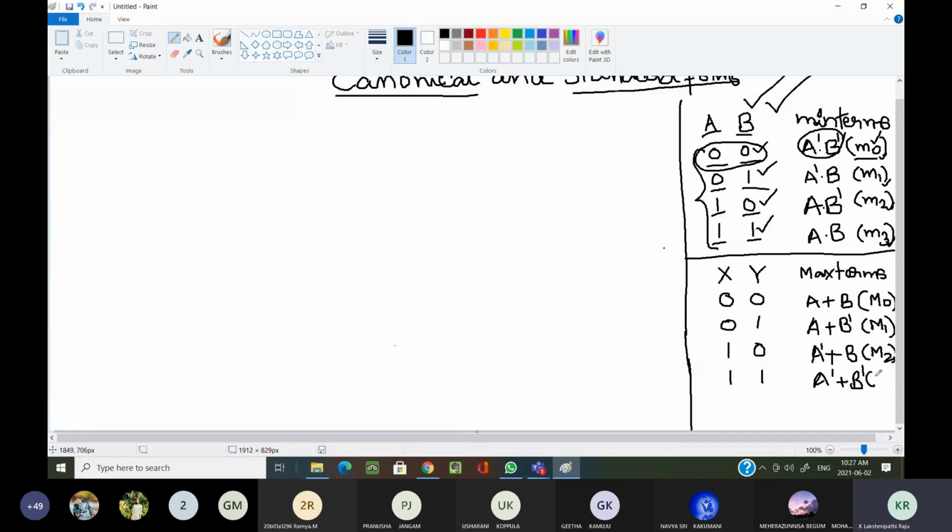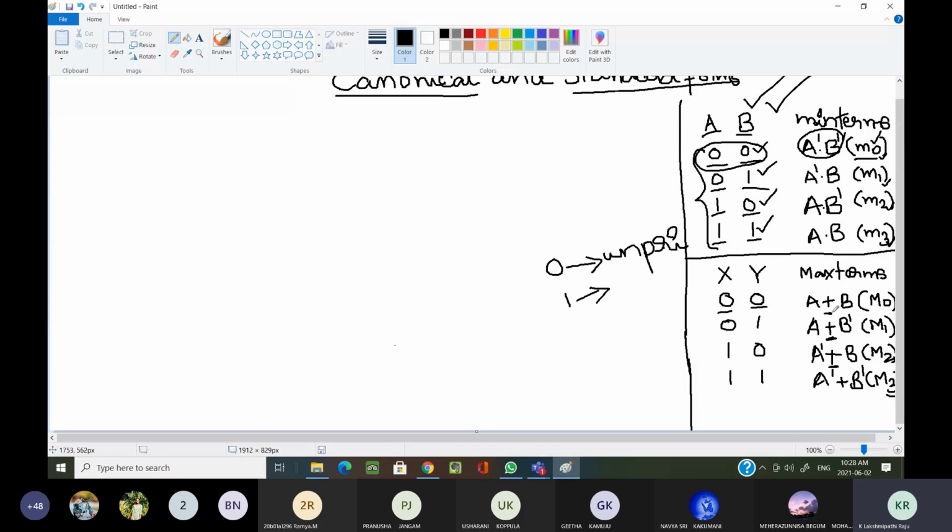Now see here, what is the difference between min terms and max terms? In max terms, we are performing the OR operation. That is the reason you can see here we are placing the binary operator OR. In the same way, in max terms, 0 we are considering as unprime, and 1 we are considering as prime.